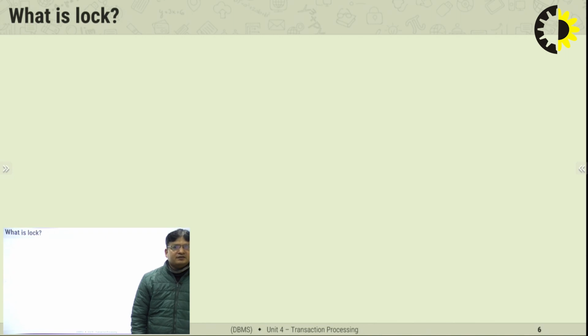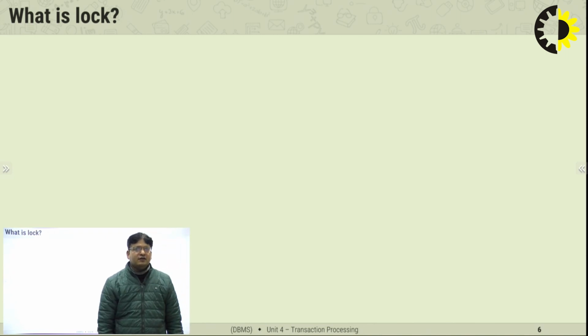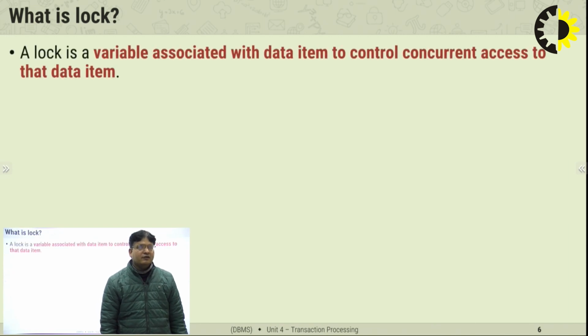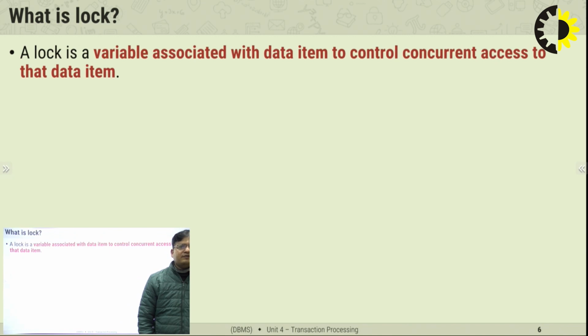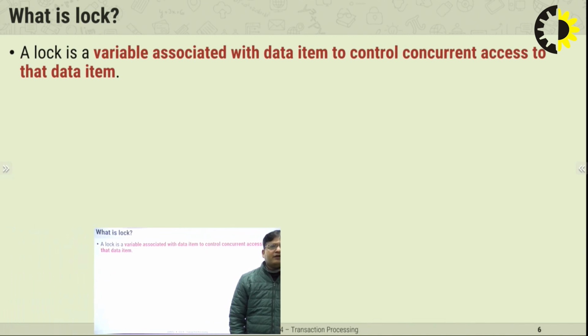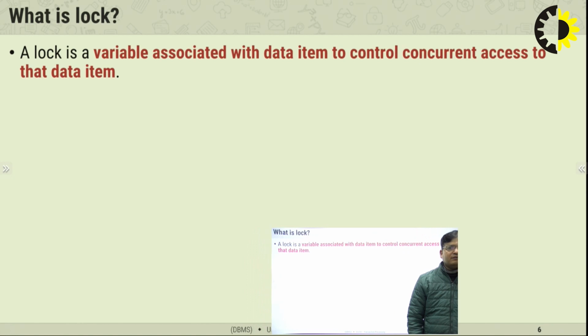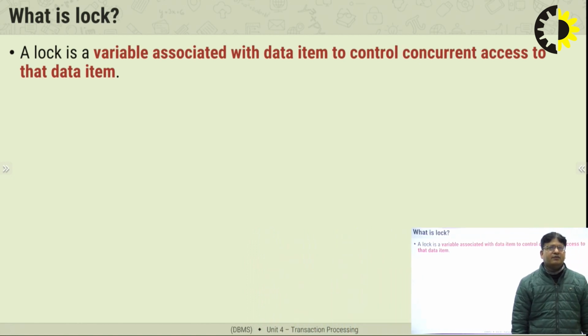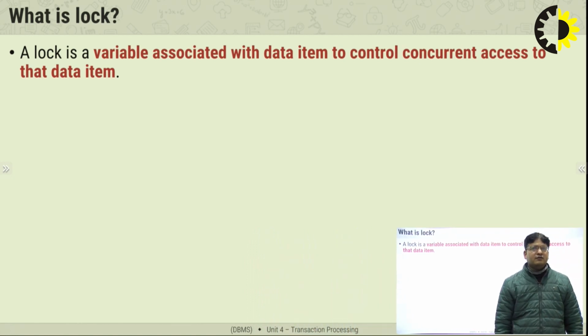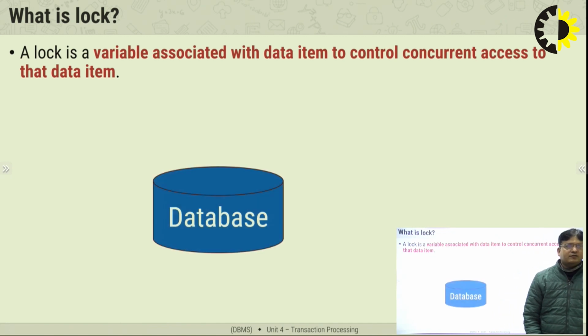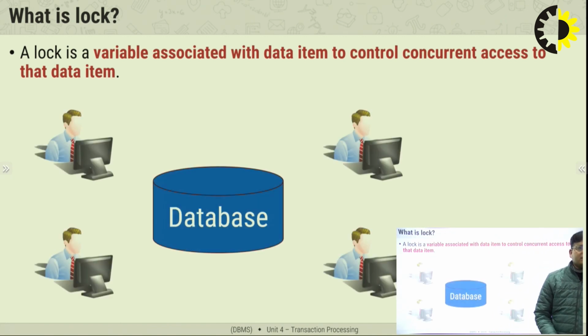Now we will be discussing certain techniques to deal with concurrency. First technique is locking. Locking is a variable associated with a data item to control access to the data item. Most of us are aware of the concept of a lock, the lock that we use in our home, and a similar analogy we are using here. So locking is a mechanism whereby we control the access to the data item. It is sort of a security mechanism.